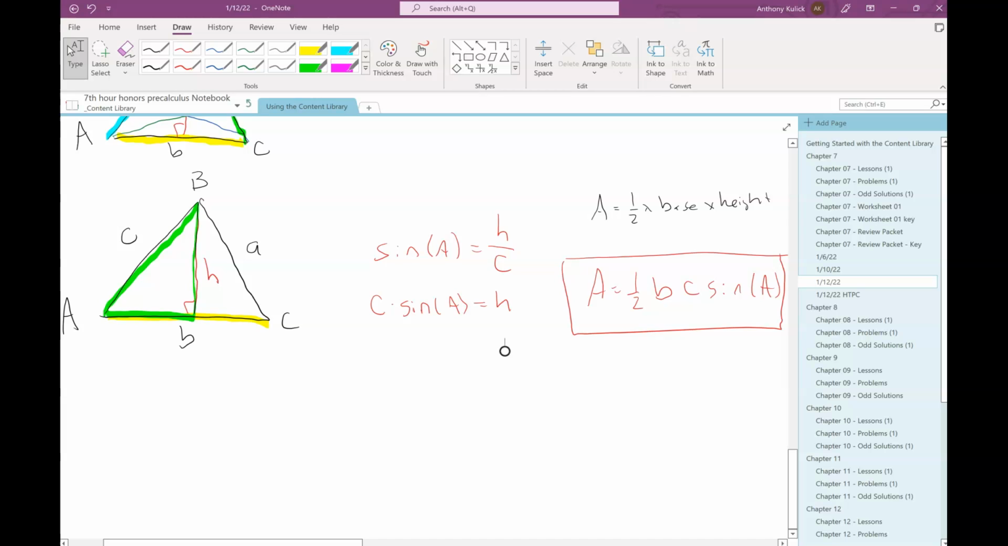Note that if this is a right triangle and angle A is the right angle, sine of 90 degrees is 1, so it just turns into 1/2 base times height, like it should. Everybody cool?